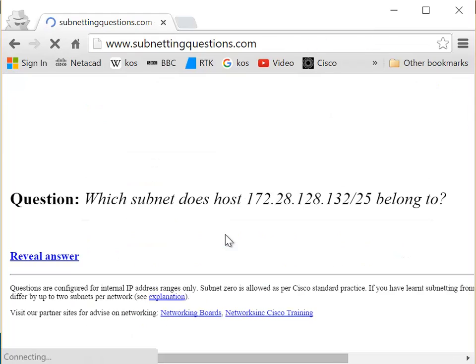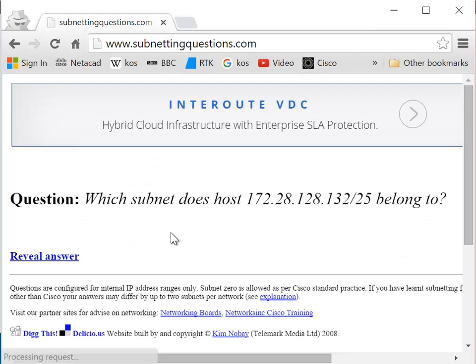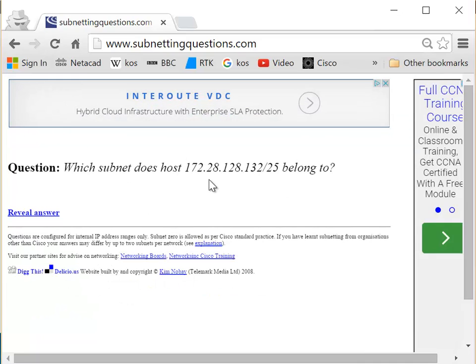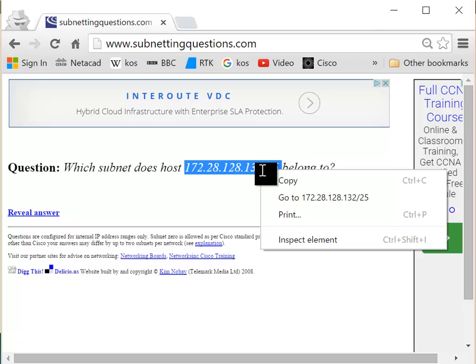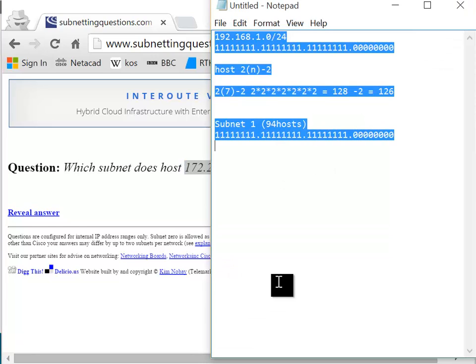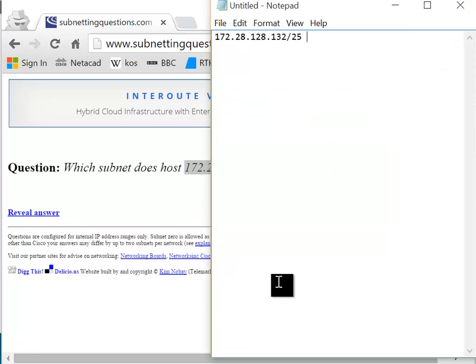Okay. So subnetting questions. For example, it asks you a question like this: which subnet does this host belong to? Excellent question. What we want to know is what network or what subnet this host belongs to, right? So let me open the notepad here and paste it.